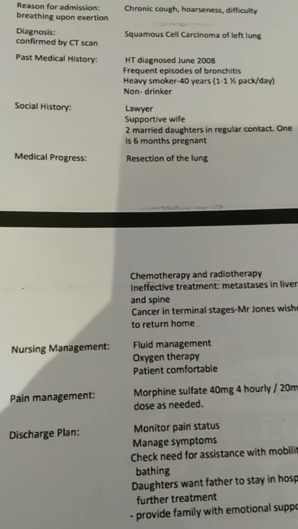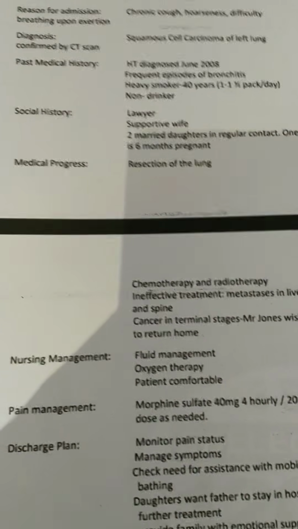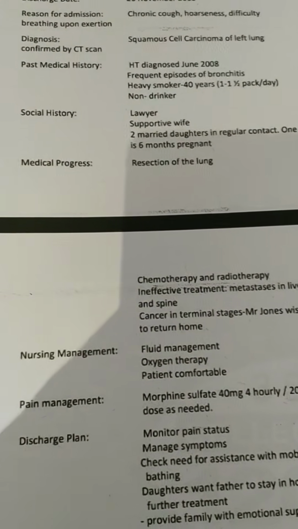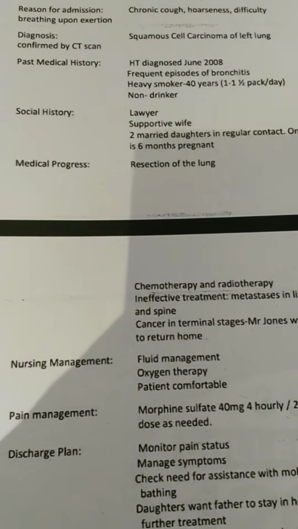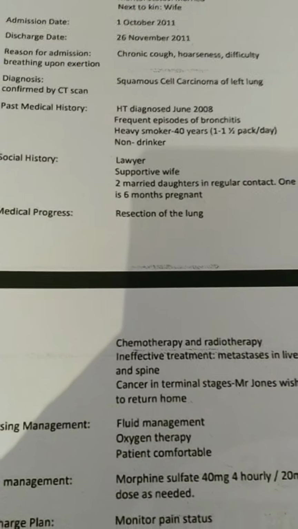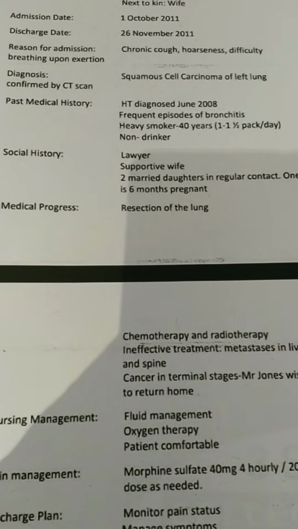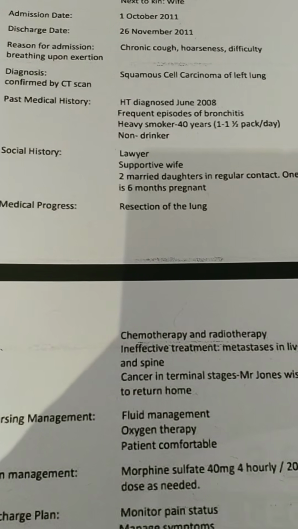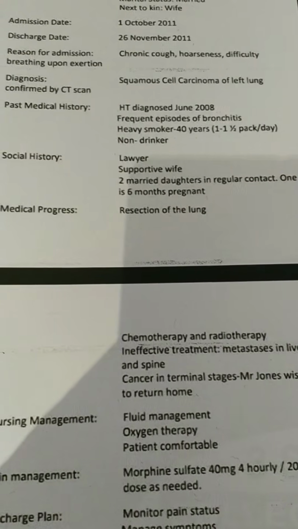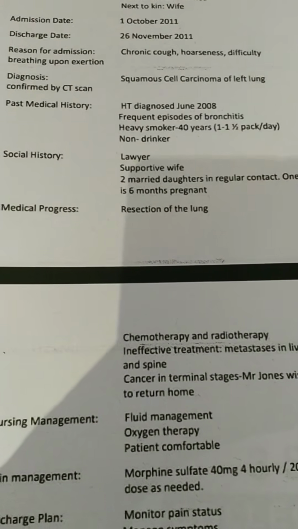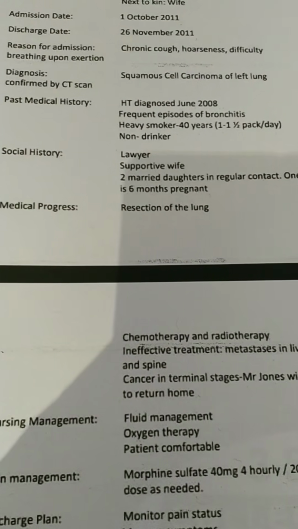Then we can write in the second paragraph the current conditions, how he was admitted, like that. So Mr. Robert was hospitalized on, so what was the date? 1st October 2011. So what were the complaints? With chronic cough, hoarseness and breathlessness. If it is difficulty breathing upon exertion, we can write breathlessness. Then how it was confirmed, by CT scan.